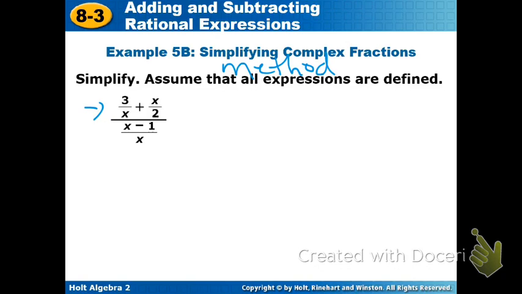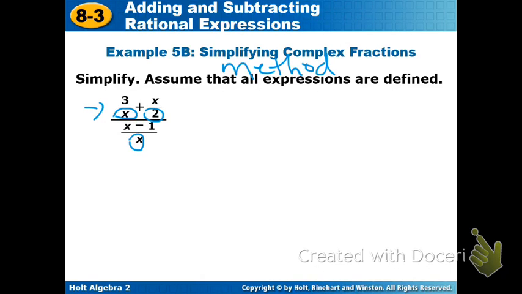So we're going to go back to what we just got tested over. We essentially have 3 fractions, 2 in the numerator, 1 in the denominator, and we are going to find the common denominator for all 3 of these denominators. So we have an x here, we have a 2 here, and we have an x.